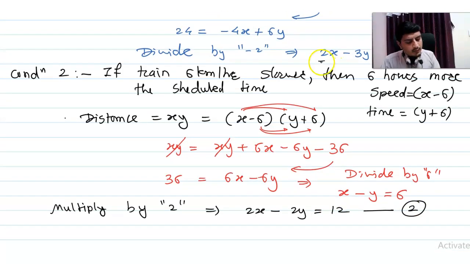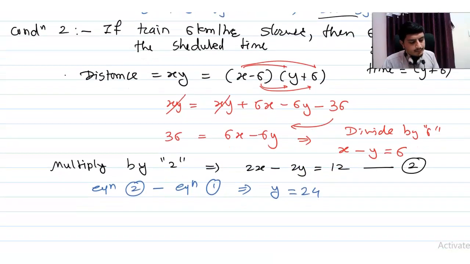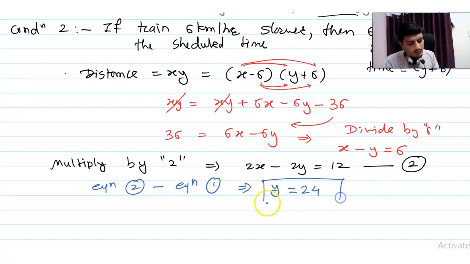Look at equations 1 and 2 carefully. In equations 1 and 2, the coefficient of variable x is the same, 2 and 2, with the same sign, plus and plus. So try to subtract equation 1 from equation 2. So we are doing equation 2 minus equation 1. That implies 2x minus 2x gives 0, getting cancelled. Minus 2y minus minus 3y, minus minus becomes plus because we are subtracting here, so we get y, that is equal to 12 minus of minus 12, minus minus becomes plus 12. So 12 plus 12 is 24. So the y value is 24.